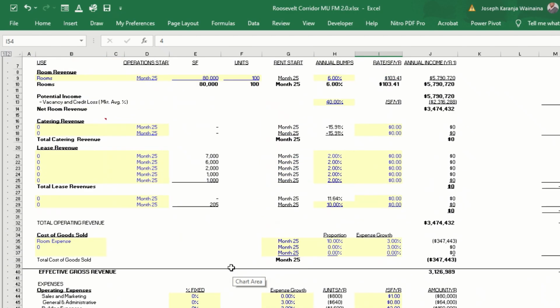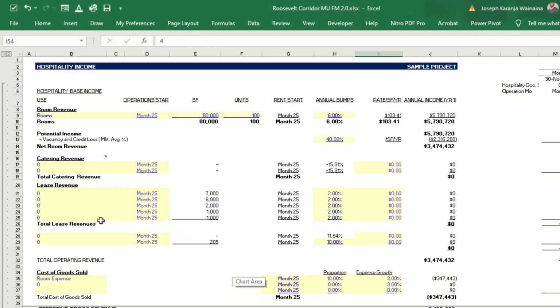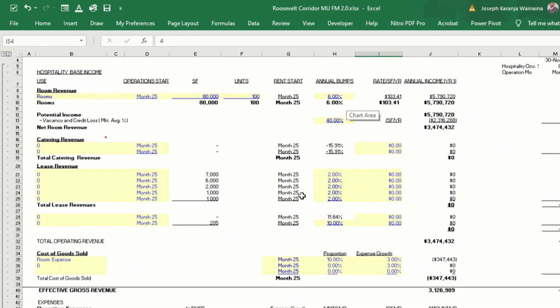So these are the input sections for the hospitality. For the revenues section, you can see how we generate the room revenue based on the ADR, converted to a per square foot basis. We converted the ADR to a rate per square foot per year to drive the income. You can see the total square feet and the number of keys.